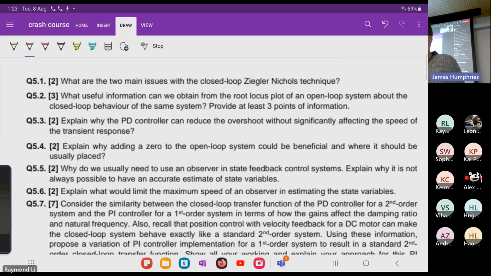Why do we usually need to use an observer in state feedback control systems? Explain why it is not always possible to have an accurate estimator of state variables.